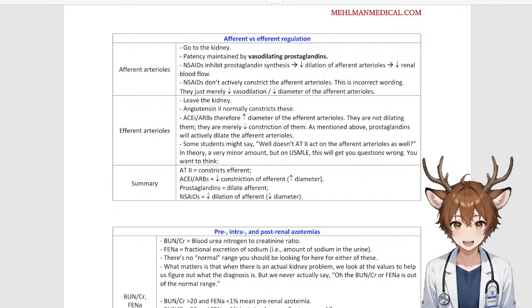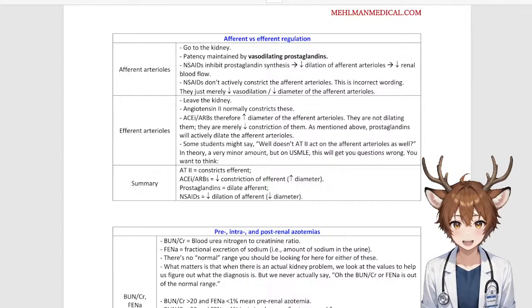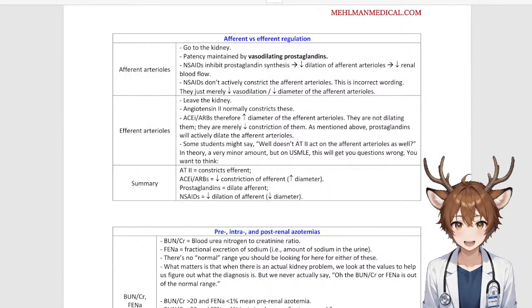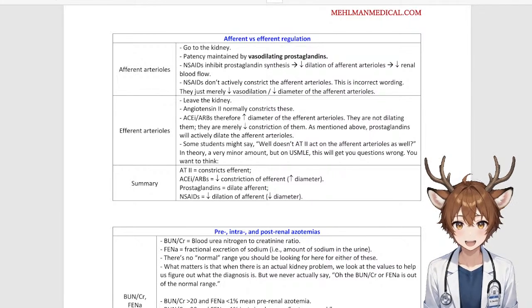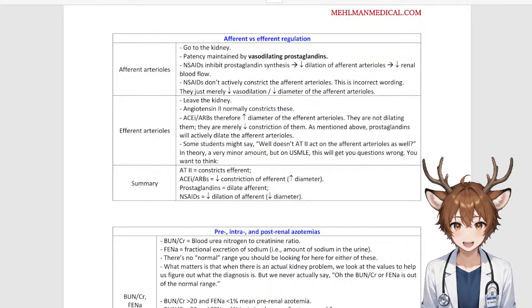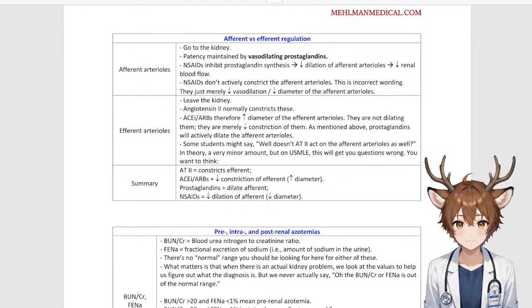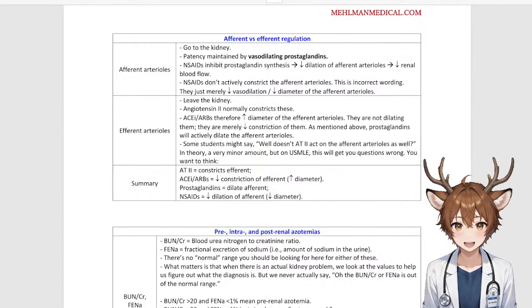They are decreasing constriction of them. As mentioned above, prostaglandins will actively dilate afferent arterioles. Some students might say, well, doesn't angiotensin II act on the afferent arterioles as well? In theory, a very minor amount, but on USMLE, that will get your question wrong.